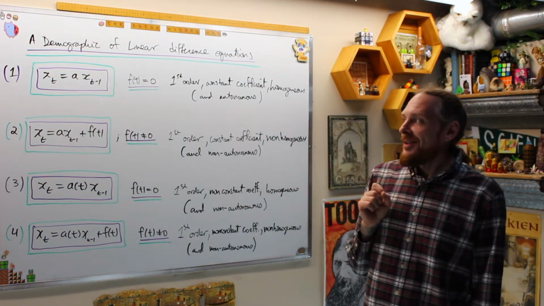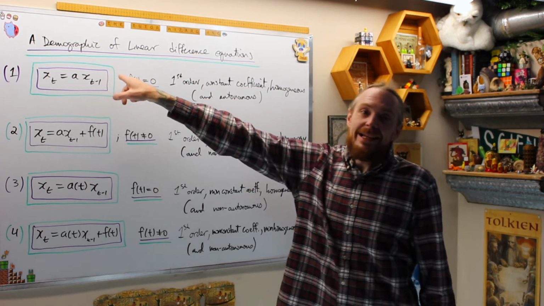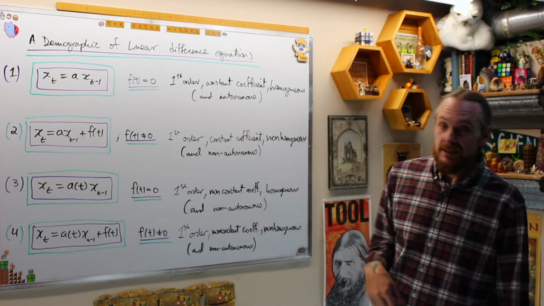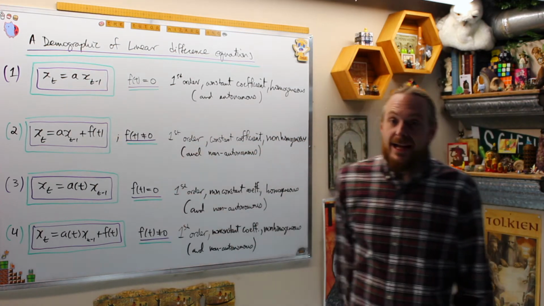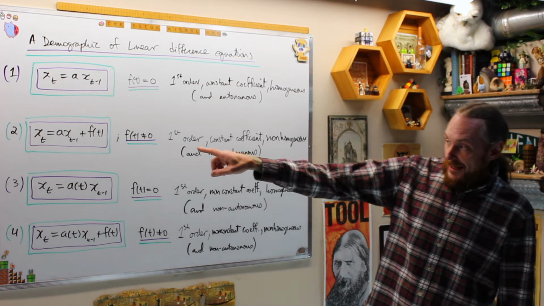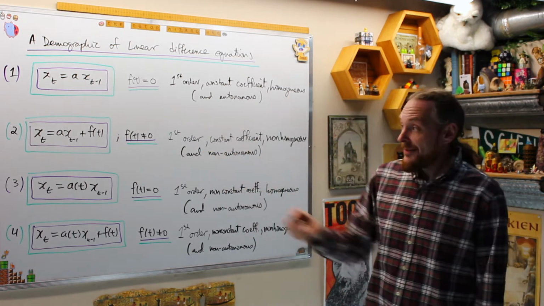Technically speaking, that's not entirely correct. If there was a plus b, it would still be no time involved, but then it would be non-homogeneous. The next one that we're going to have is x of t is a x_{t-1} plus f of t. This is first order.